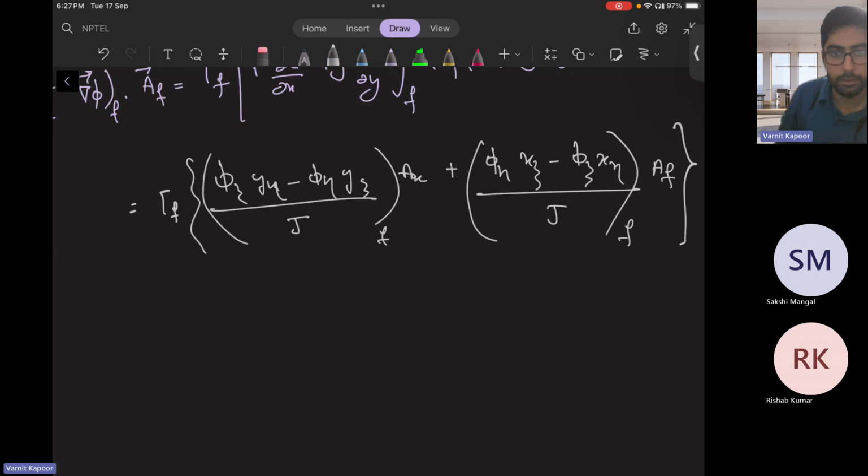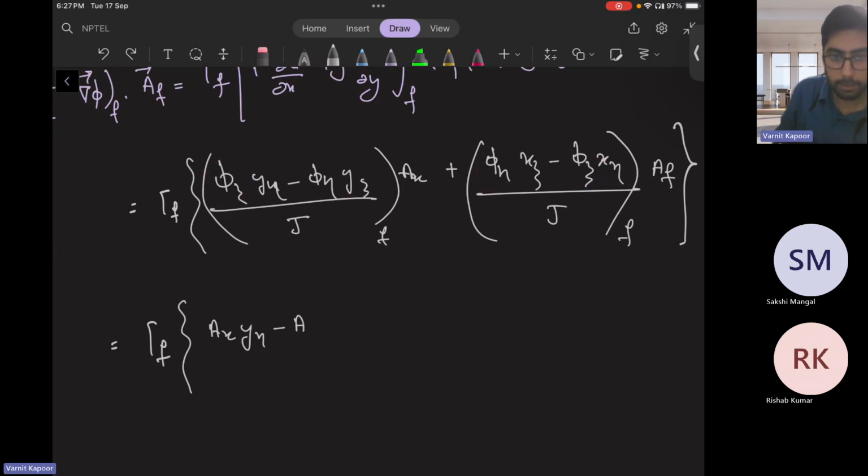Any doubts? No doubts. Okay, and expand again. So we have AX Y eta minus AY. I'm rearranging all the terms to get the phi of zeta all together and phi of eta all together.